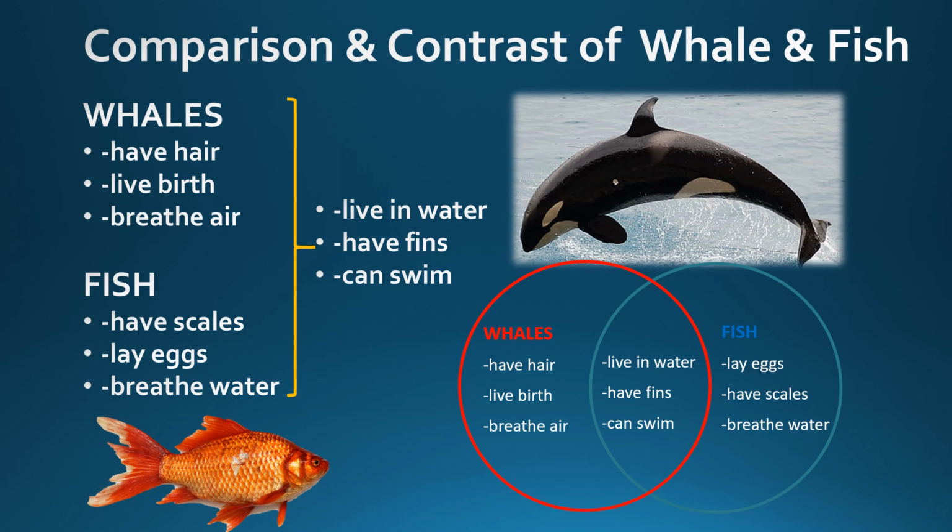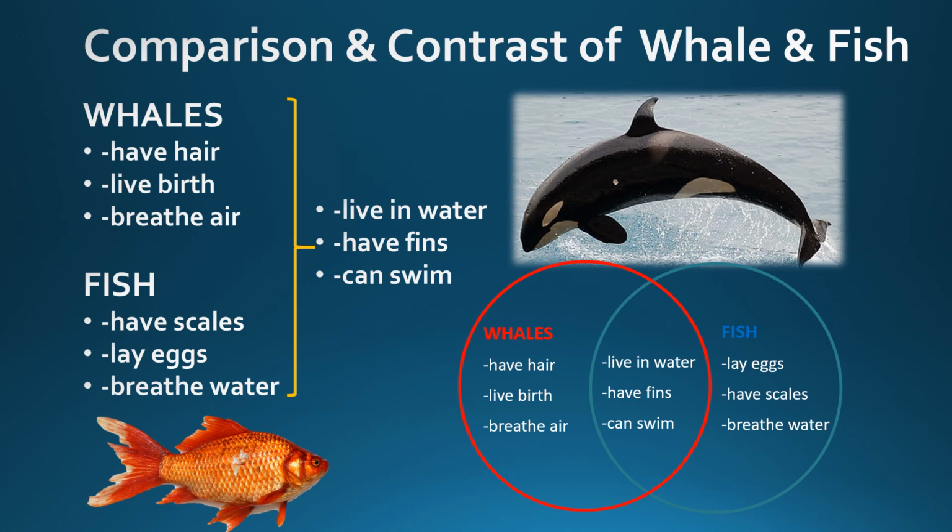Let's look at an example of a Venn diagram about whales and fish. Let's look at the differences first. Whales have hair. They give live birth, and they breathe air. Whereas fish, on the other hand, have scales. They lay eggs, and they breathe water.